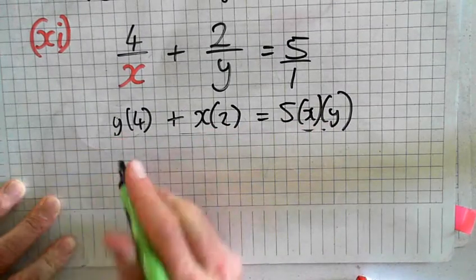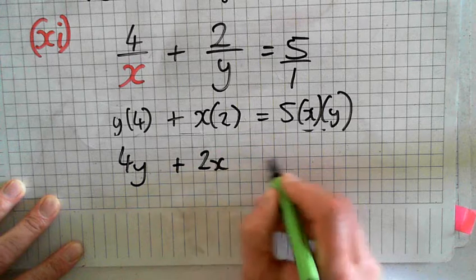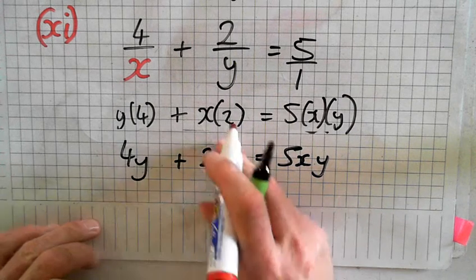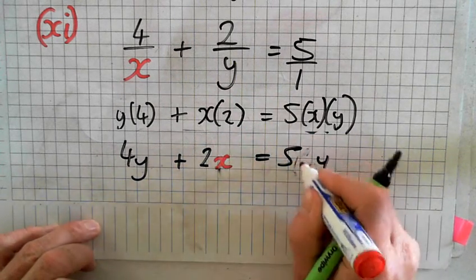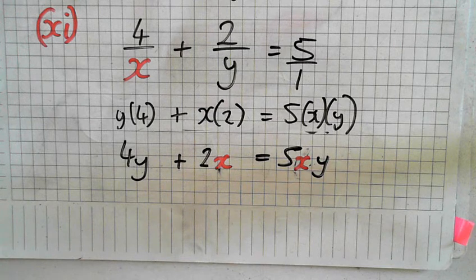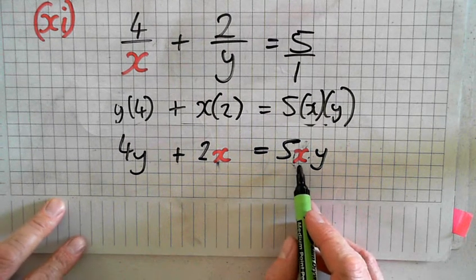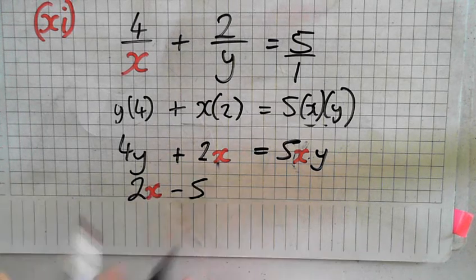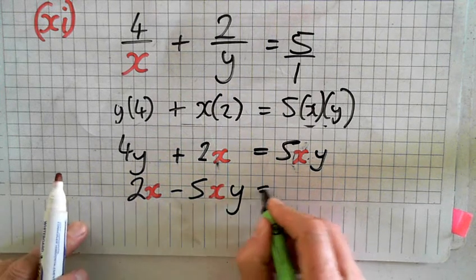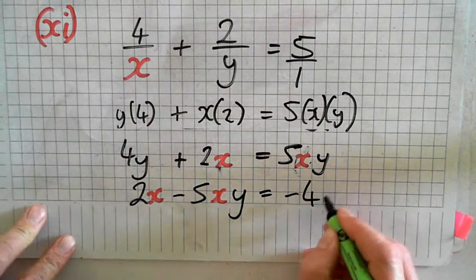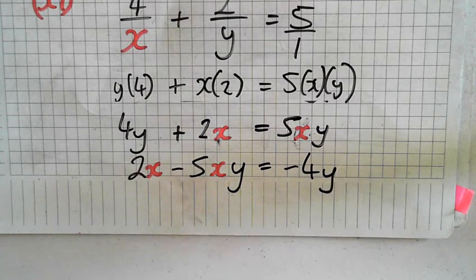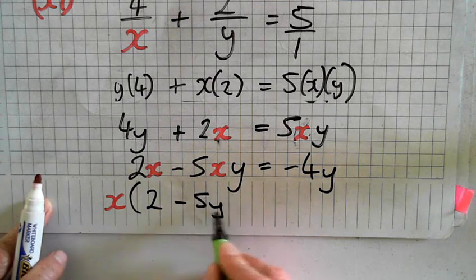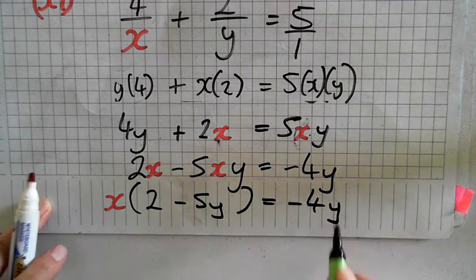Forget about the LCM. 4y plus 2x is equal to 5xy. What are we looking for? We're looking for x. Right, so what do we need to do next? Bring on x. 2x minus 5xy is equal to, bring this across, minus 4y. We need to take the x's out of the bracket. So you're left with 2 minus 5y. So minus 4y.